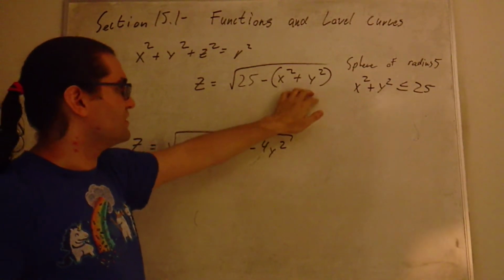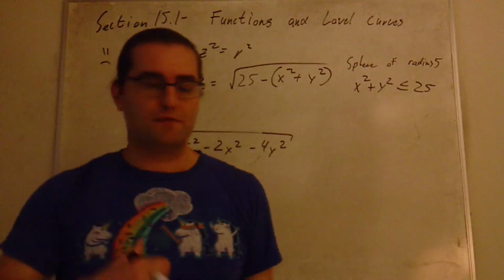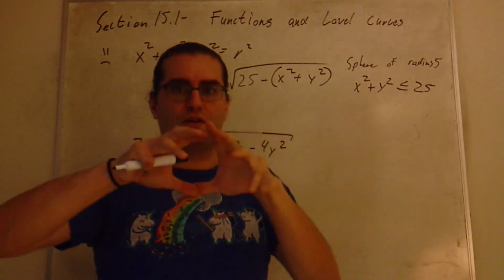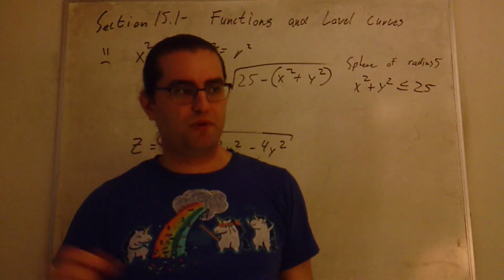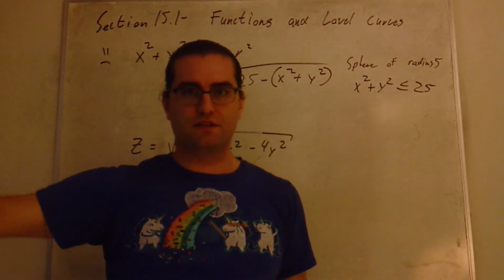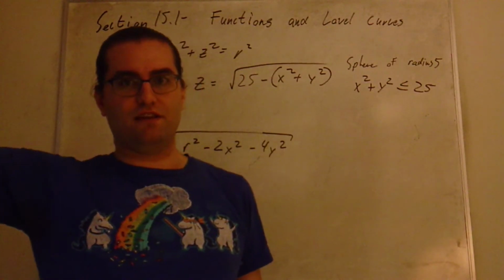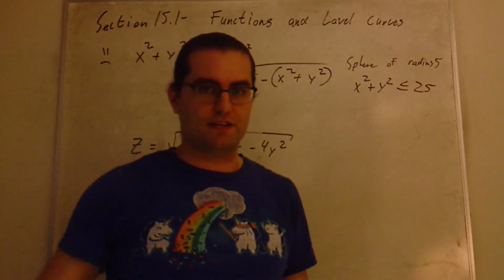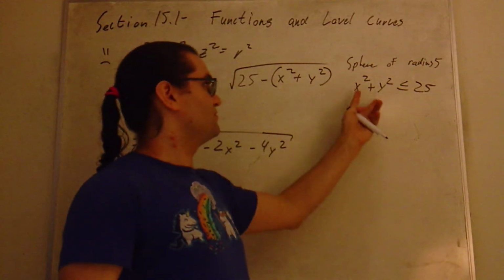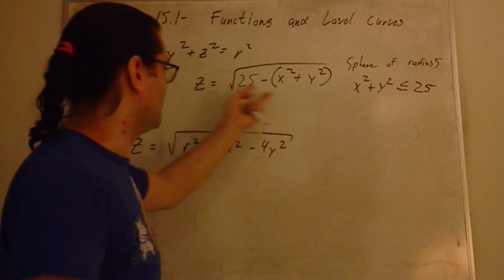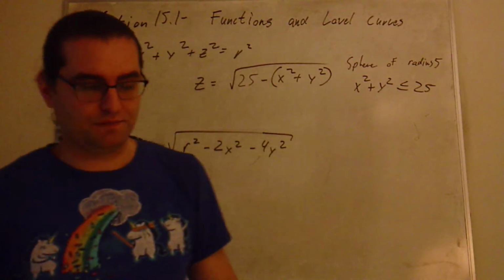So spheres give us this domain restriction, and I think it makes a lot of sense when you think about the geometry of it. If you're talking about a sphere of radius 5, you can't plug in points that are farther than 5 units away from the origin. You can't take a point that's distance 8 from the origin and see what height it has on a sphere of radius 5, because it's not inside that sphere. The only points you can plug into this function to get a sphere of radius 5 have to be closer to the origin than 5 on the plane.